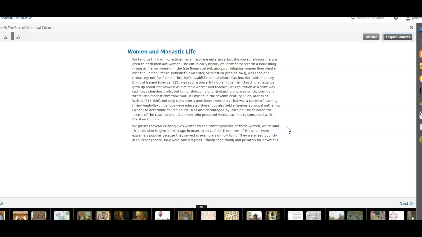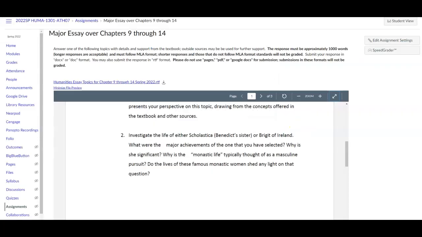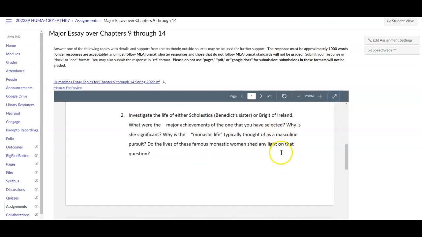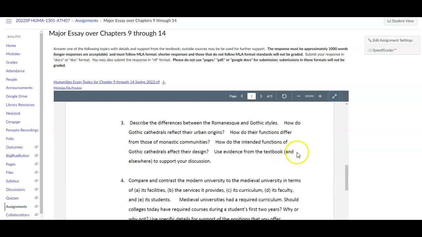There are some details in our textbook that sometimes don't get covered, and these two particular figures, Bridget of Ireland, for instance, is a major figure for quite some time in Ireland, England, and across Northern Europe. As it says here, there are churches dedicated to her. And she really was a figure that was important. So I ask you to do some research on those and look at those.